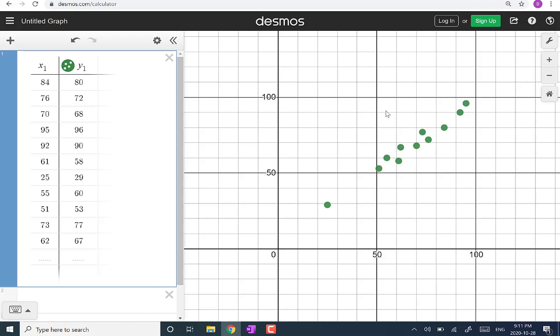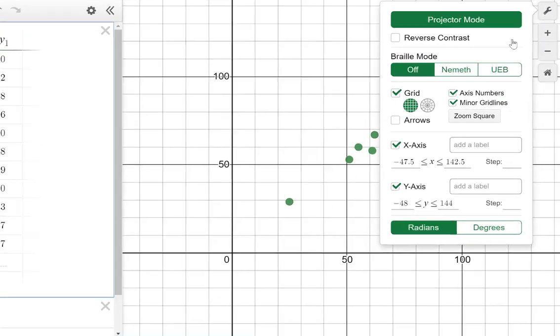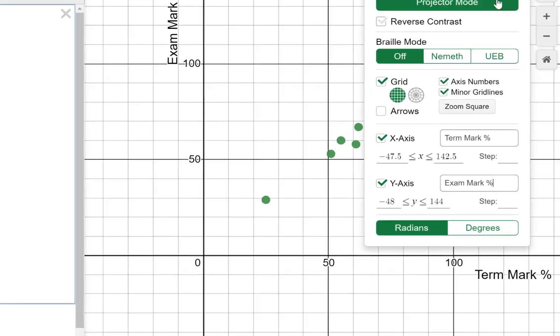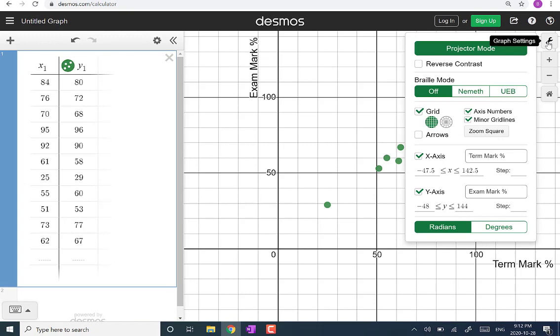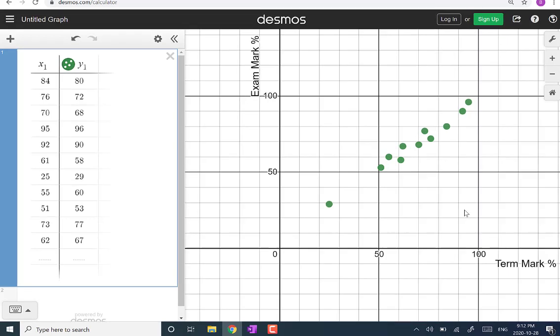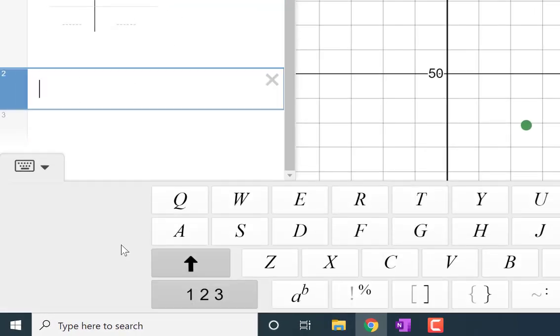Next, we're going to include our labels for the x and y axis. So go over to our graph settings. Click on our graph settings again to close the menu. And notice now we have our titles, exam mark and term mark. Next, we're going to add our line of best fit.